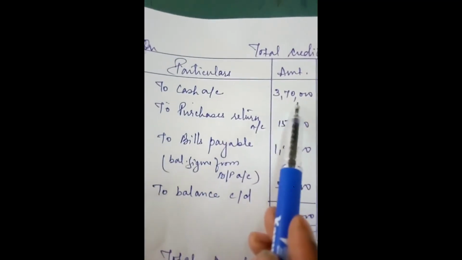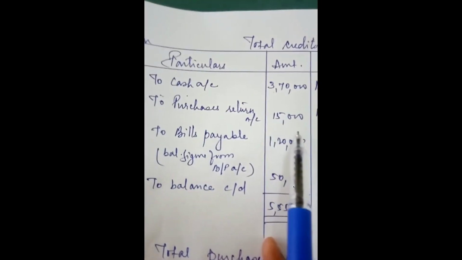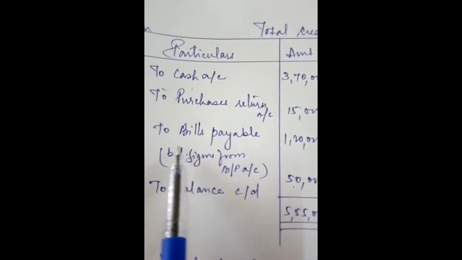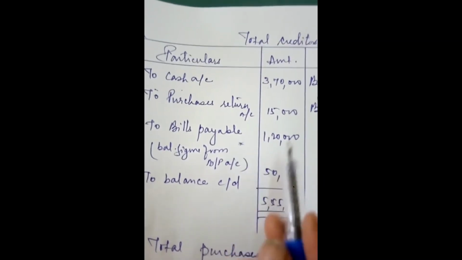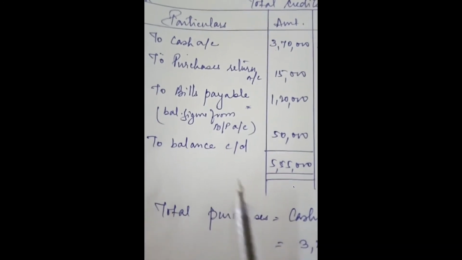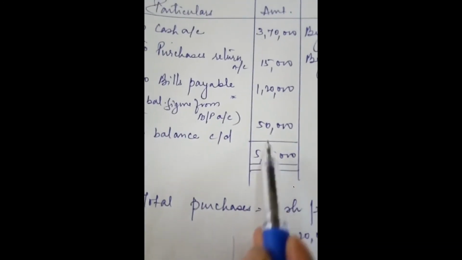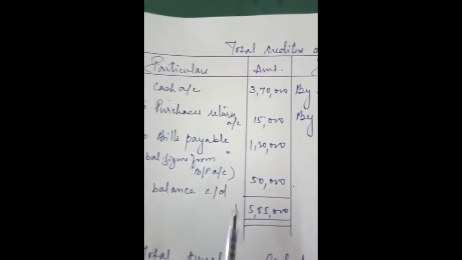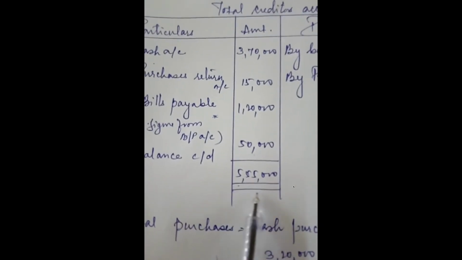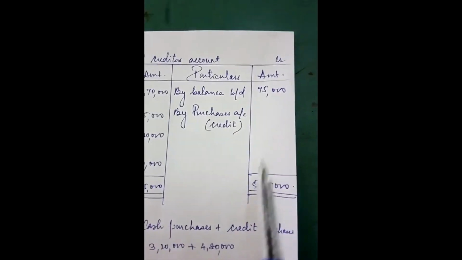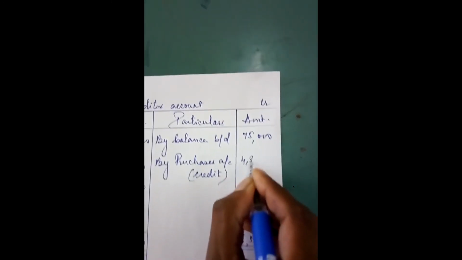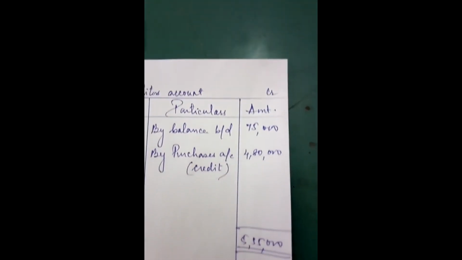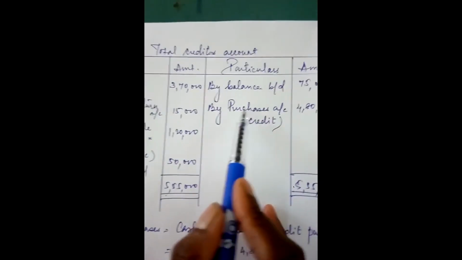To cash account 3,70,000. To purchases return account 15,000. To bills payable 1,20,000. Now this we got from the bills payable account. Then to balance CD, that is a closing balance 50,000. We add up the debit side and we get 5,55,000. So we put it over here. Then from this we minus 75,000 and the answer is 4,80,000.